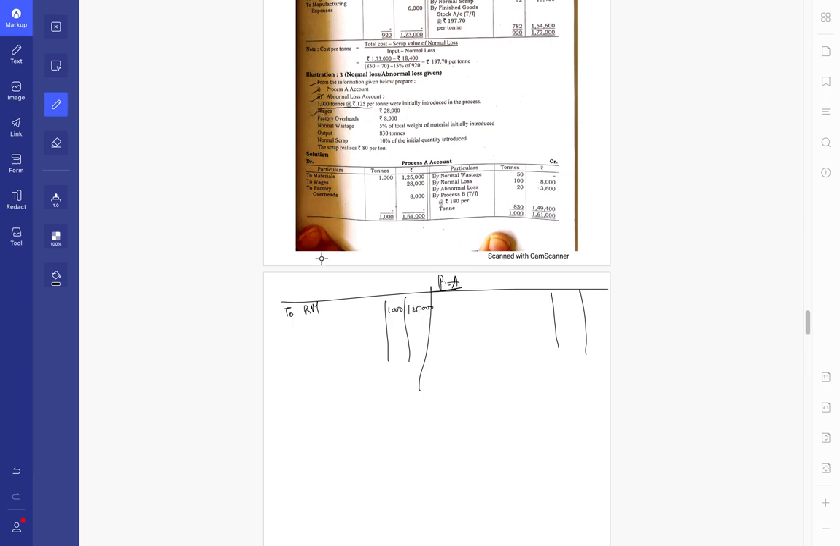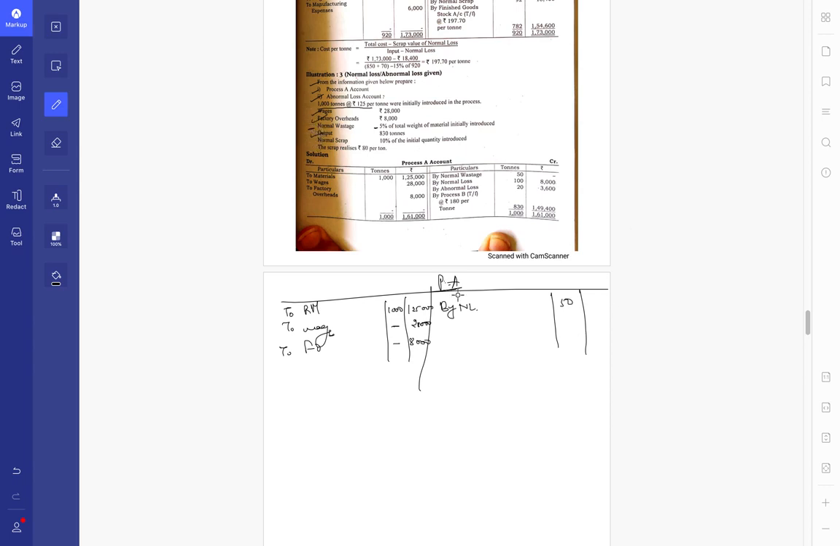Alright, then we know wages were 28,000. To wages 28,000. We don't need to write any quantity. We are given factory overheads, how much? 8,000. Again, we don't need quantity. Then we have normal wastage, that's 5% of the total amount. That would mean normal loss, 5% of the initial material which was input. That means 5% of 1000 tons is 50 units. We are still not aware if there is any scrap value or not. So let's leave the outer column for right now.